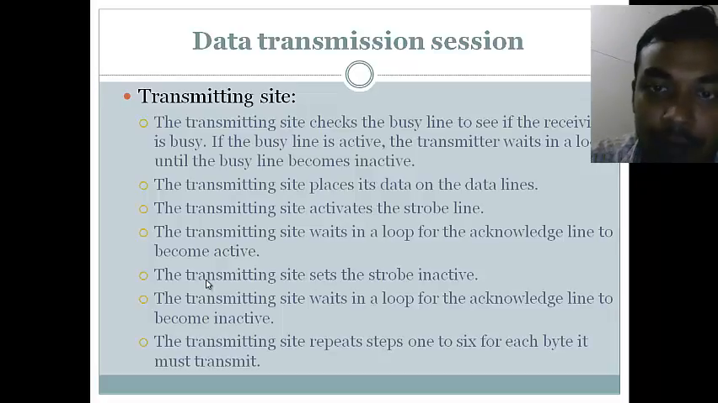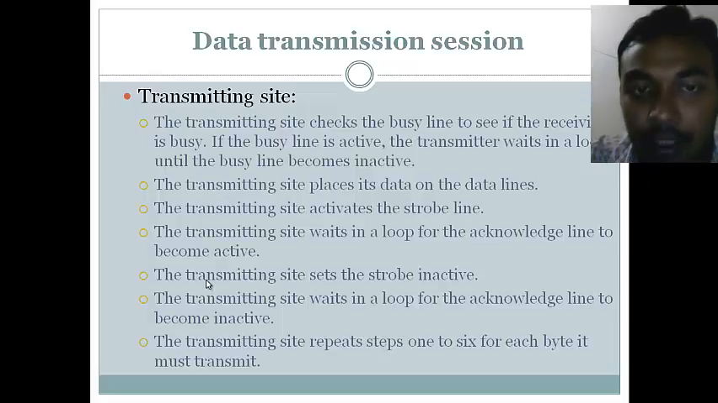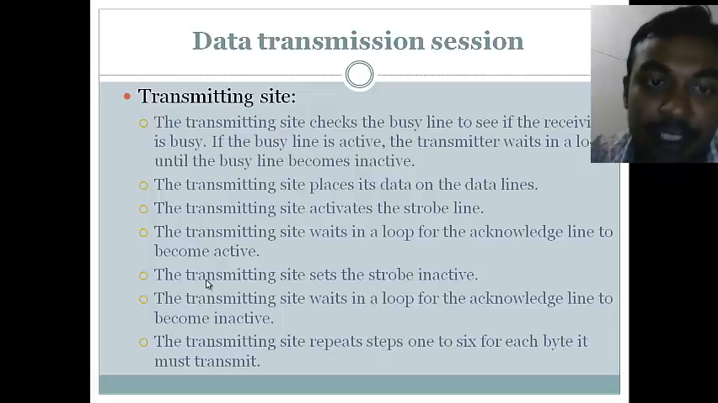So once the transmission side finds that the busy line is inactive, it places the data on the data line, and then it starts its strobe line. The work of the strobe line is to tell the receiving end that okay, now I am ready, I am sending data. And at the other end, the acknowledge line makes the receiver end active so that it can take the data. So in that way the data is transferred from the transmitting side to the receiving side.